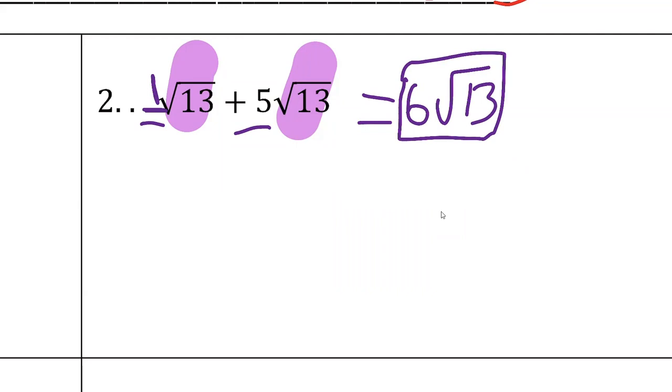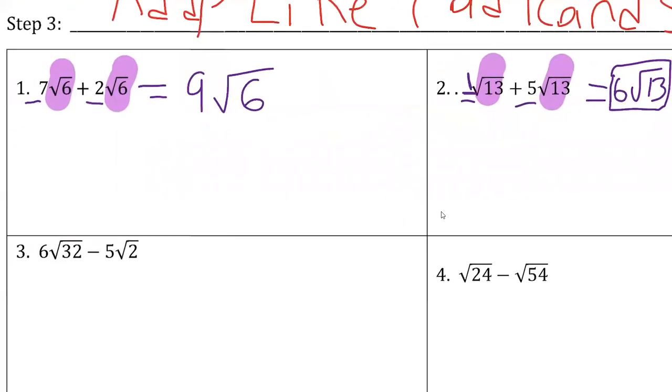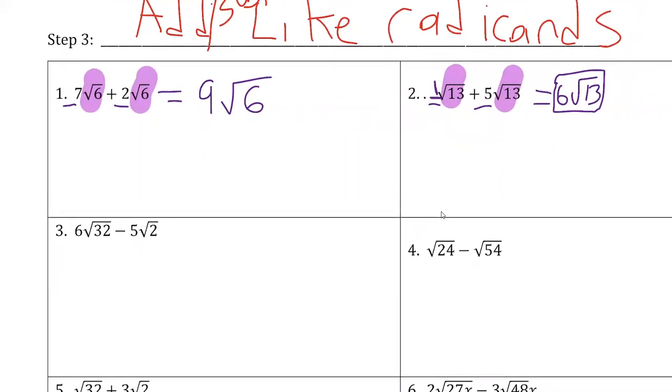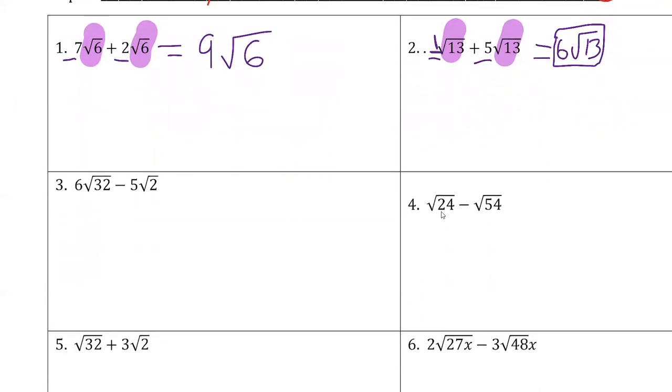How many of these plus how many of these equals how many, and don't pay too much attention to the root part, as long as they're the same. Obviously that is crucial, but if they are the same, then you can basically combine them just like you would a variable. So 1x plus 5x would be 6x, or 6 square root of 13. But let's look at some problems where we've got a little bit more work.